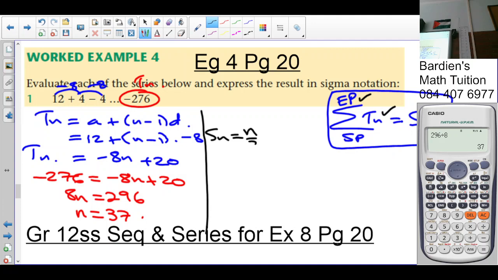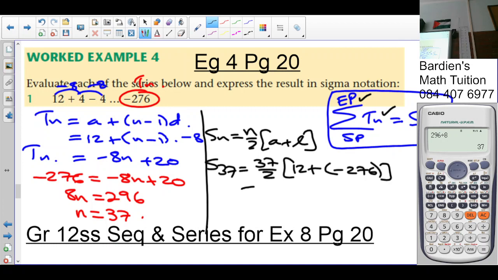Yes. So I go n over 2 into a plus... Otherwise I could have used the formula n over 2 into 2a plus n minus 1 d. So I'm working out the sum of 37 terms. It's 37 over 2 into a, which is 12, plus negative 276. Okay. So that gives us 37 over 2 into 12 minus 276. Alright, so it's negative 4,884.